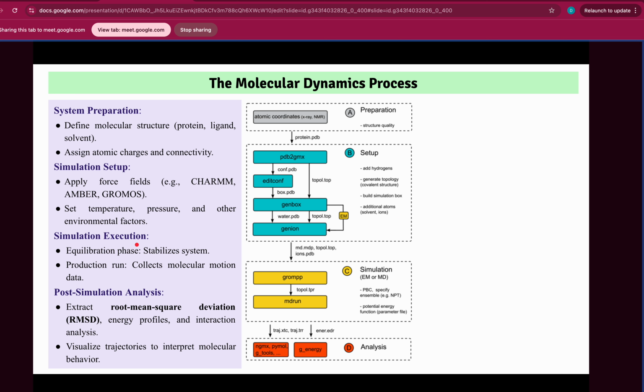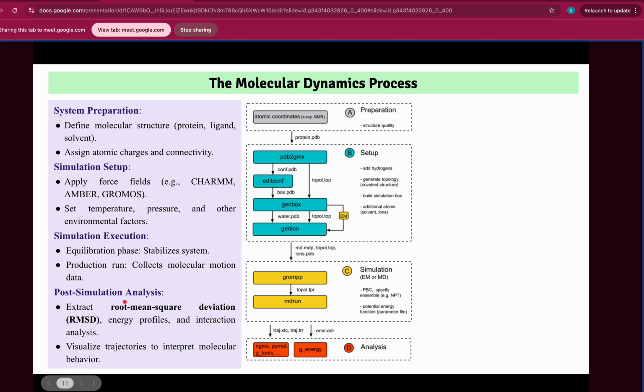Then our third step is simulation execution. Till now you have defined different conditions. In execution, you have to equilibrate the system, in which you stabilize it so that it is in a stable conformational form. Then you perform a production run, in which you collect the molecular motion data, showing how it is changing with time. In molecular dynamics, the main purpose is to study how my protein conformation is changing with time and which conformation is most stable or is the native state conformation. So in the production run, we collect this molecular motion data, showing how the dynamics are changing.